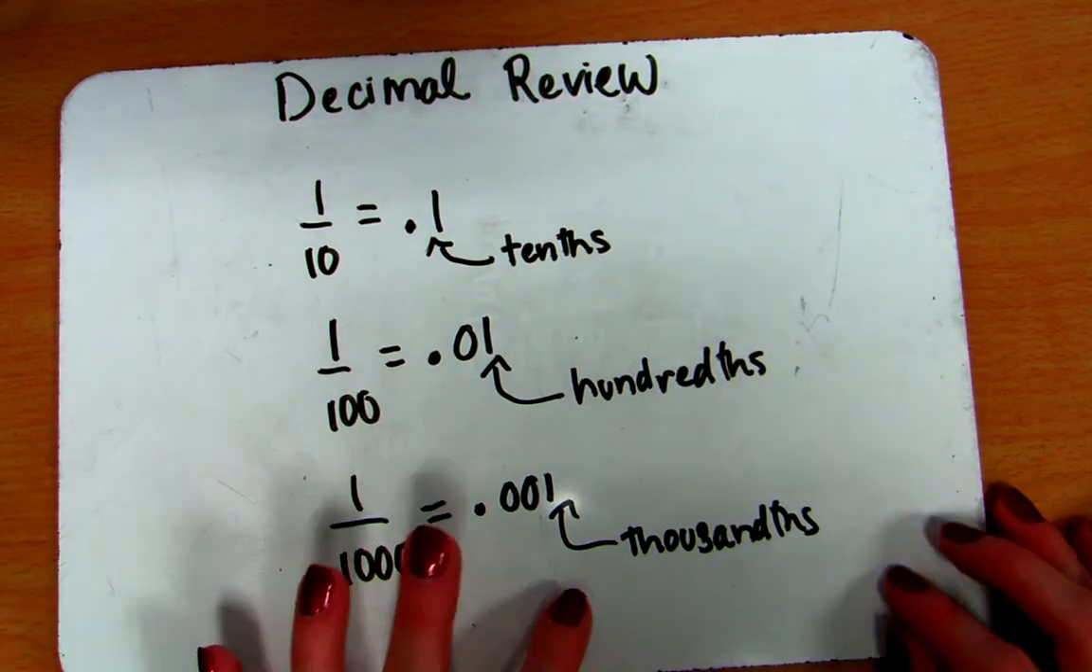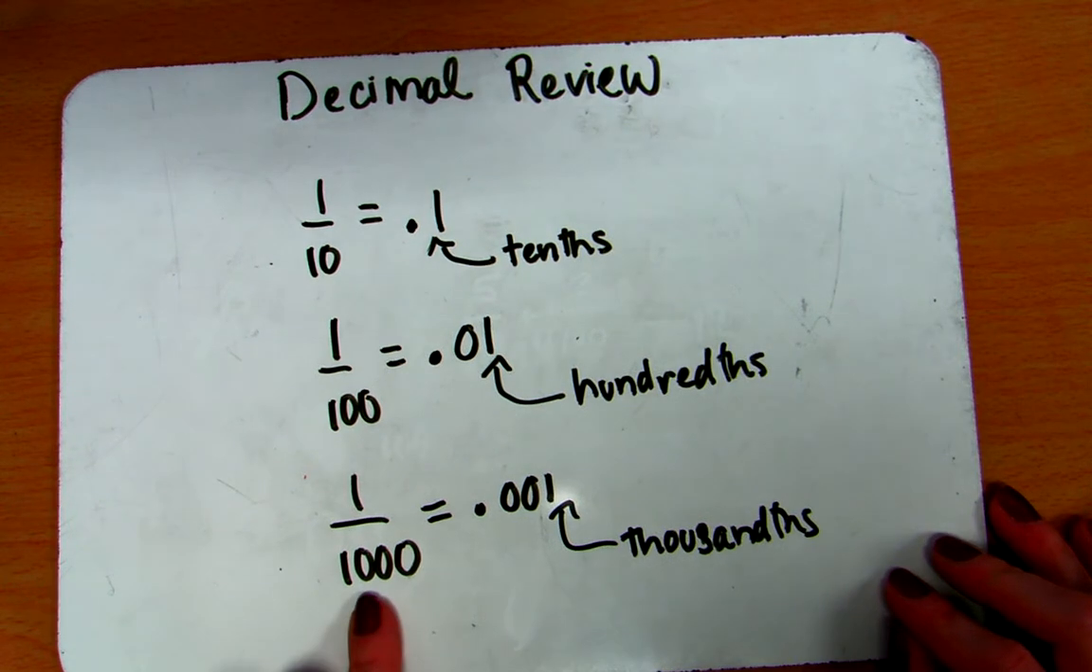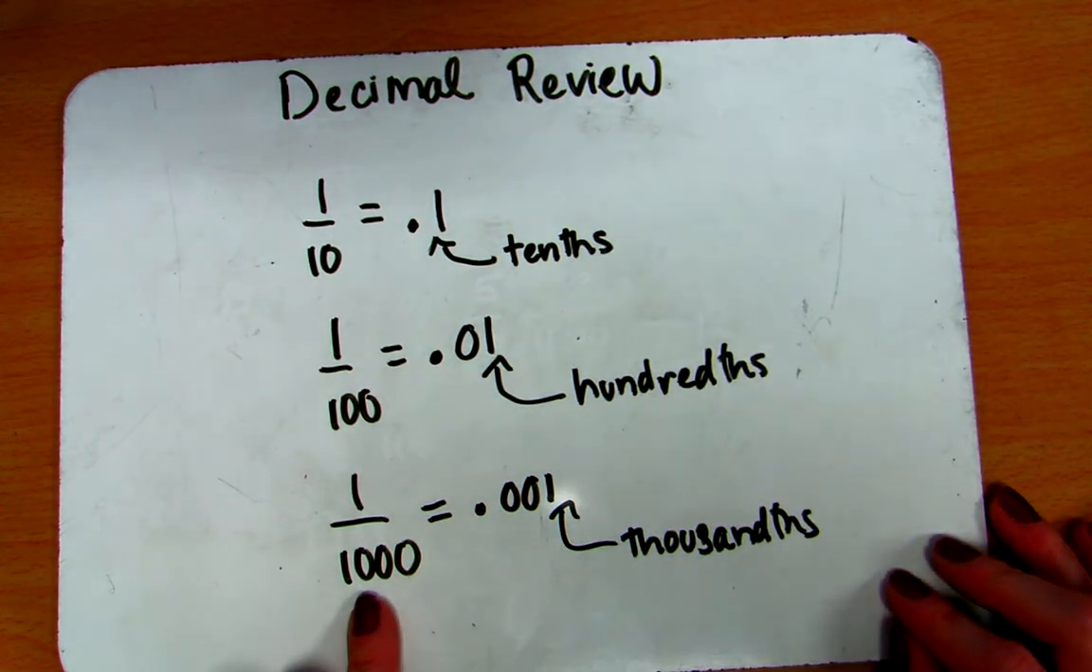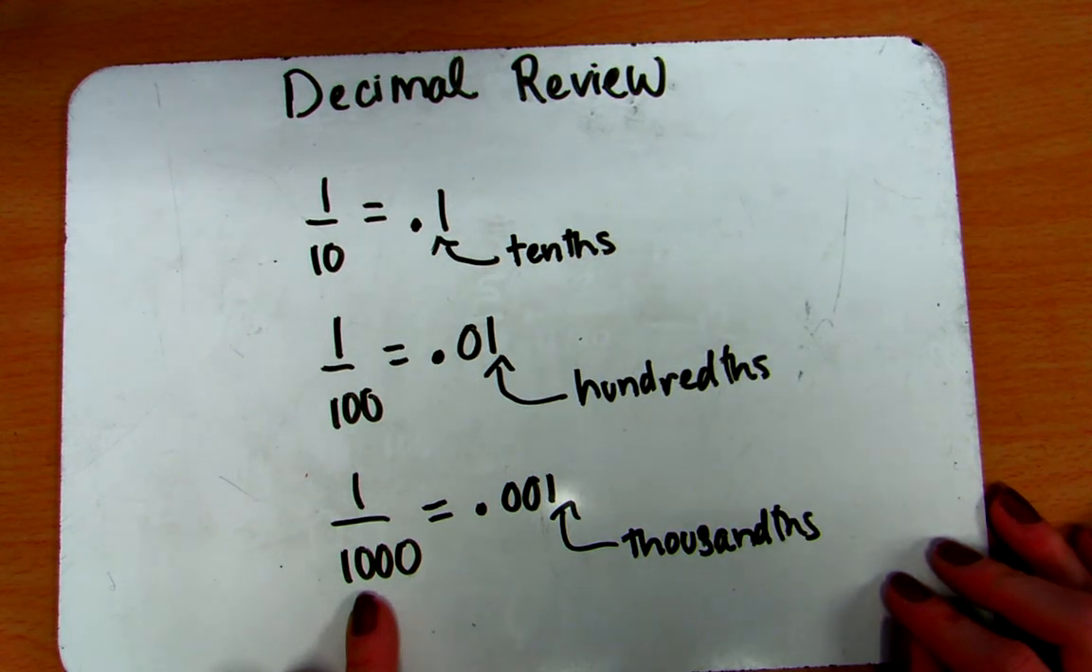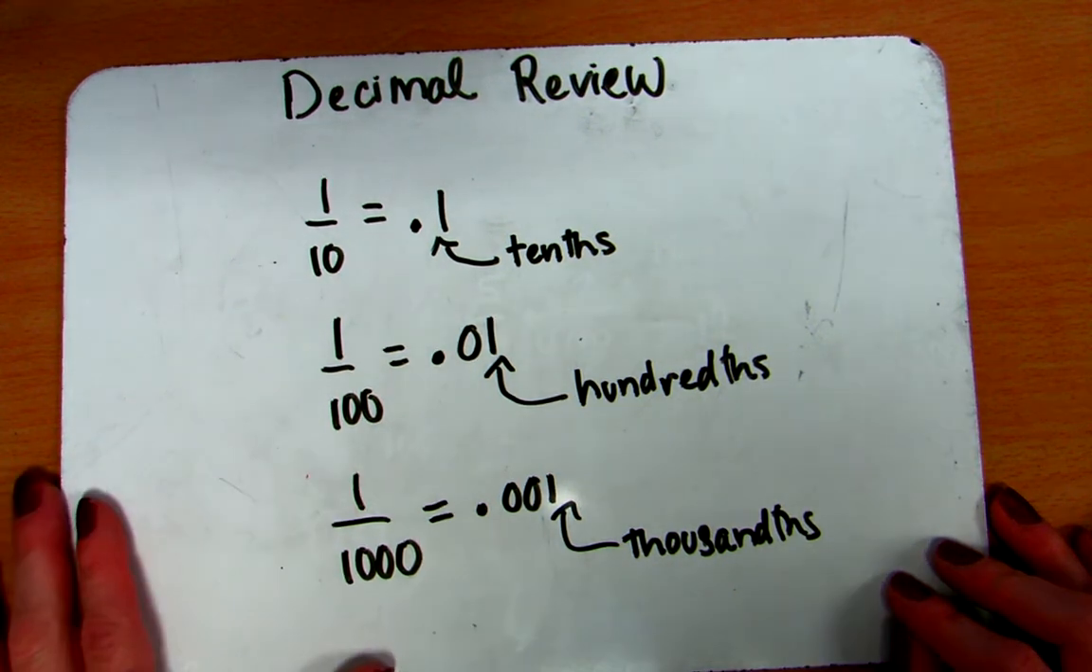We can write any single decimal as a fraction out of 10, 100, 1,000, 10,000, 100,000, a million, and so on and so forth. Any power of 10. So 10 to the first, 10 squared, 10 cubed, all those. Any decimal can be written as a fraction out of 10, 100, 1,000, etc.